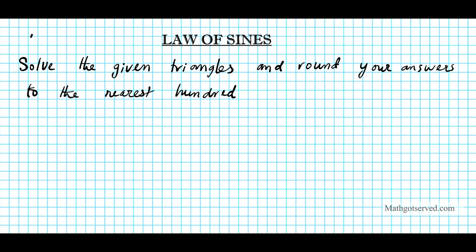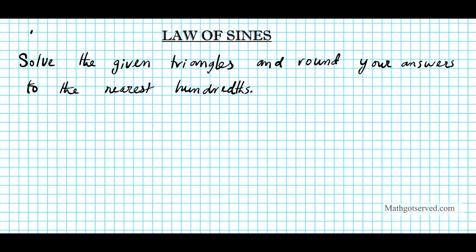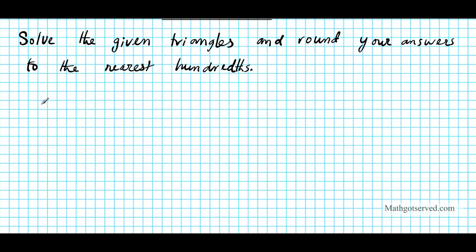Now to solve basically means we have to find all the measures that are not given. That's what solving a triangle means. So for question number one, we have a triangle with measures angle A equals 30 degrees, angle B equals 50 degrees, and side length b equals 30. All right, we're going to go ahead and solve this.